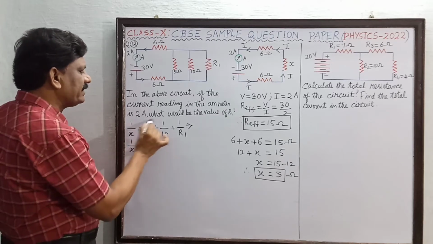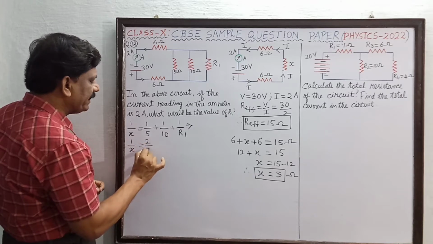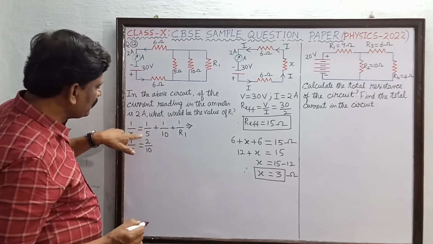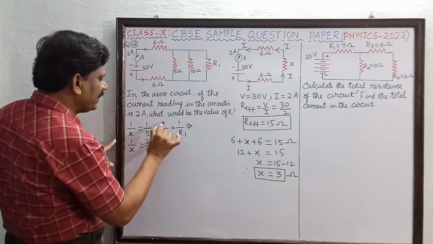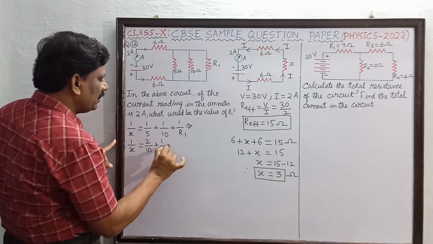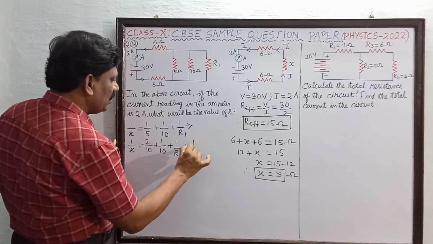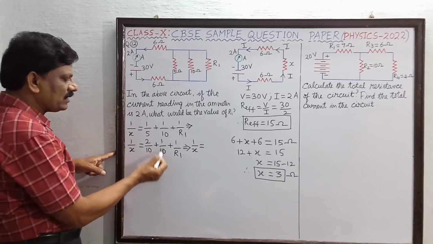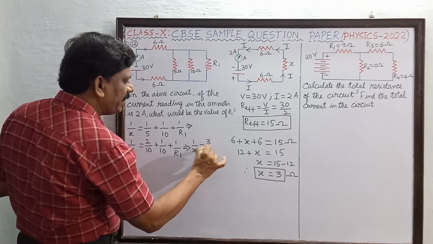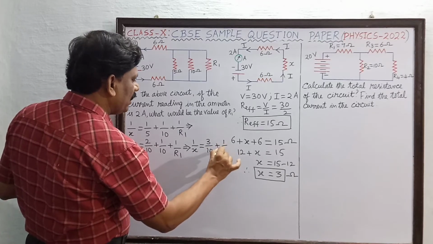So this implies, in another step, we will write 1 by X is equal to, I am taking the LCM of these two, 2 by 10. 1 by 5 can also be written as 2 by 10, is it not? 2 by 10 plus, I keep it as it is, 1 by 10 plus 1 by R1. So 1 by X is equal to, now 2 by 10 plus 1 by 10 is how much? 3 by 10 plus 1 by R1.